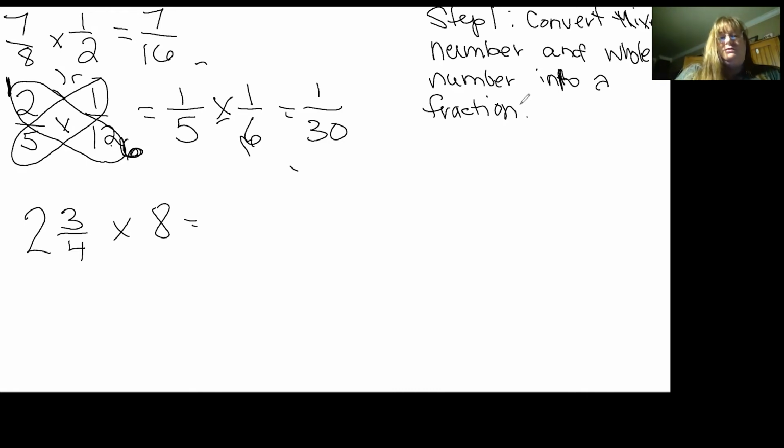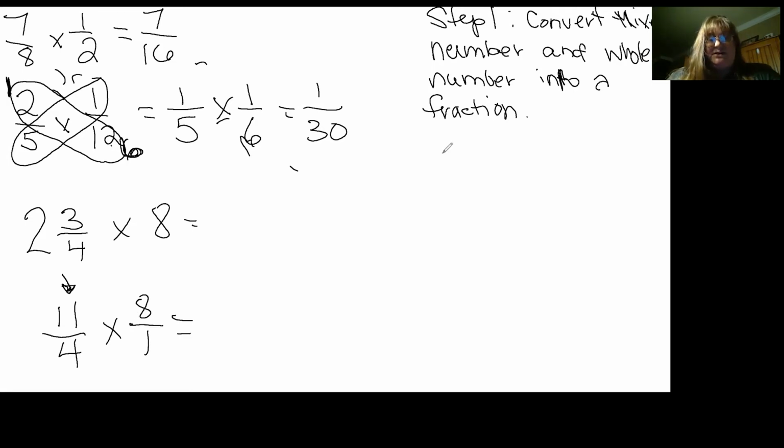All right, so 2 3/4. If we were going to change that into a fraction, we would multiply 4 times 2, which equals 8, plus 3 more, 9, 10, 11. So we now have 11/4 times a whole number turned to a fraction, which is really that whole number over 1. We now have 2 fractions. So step 2. Before you multiply, reduce by butterfly. So step 2 is plainly reduce.